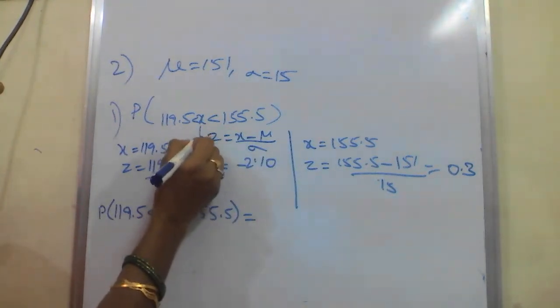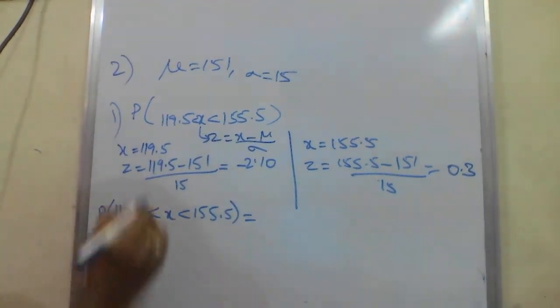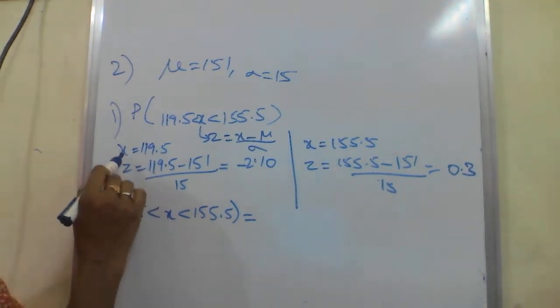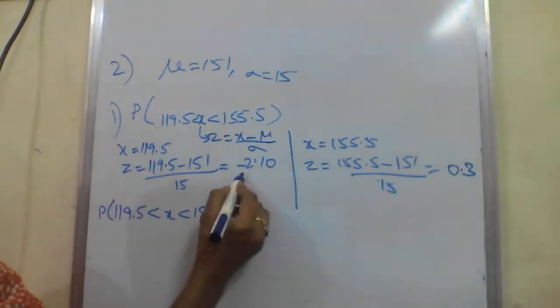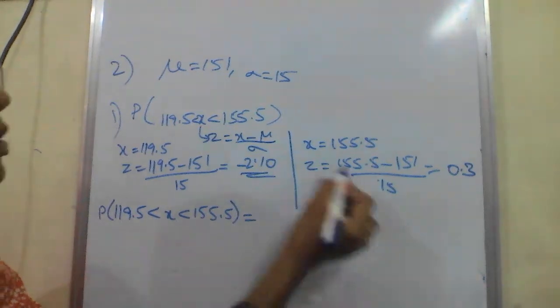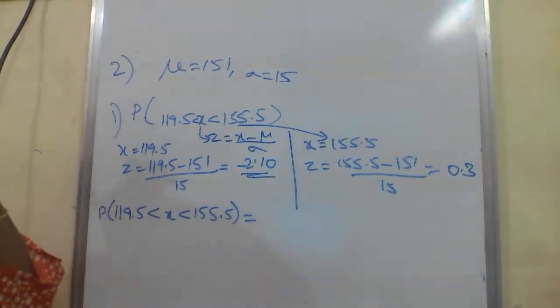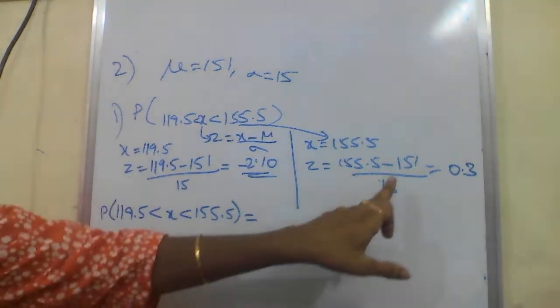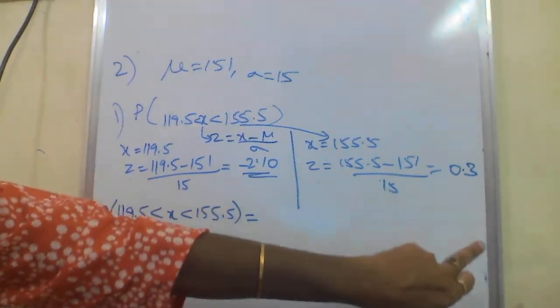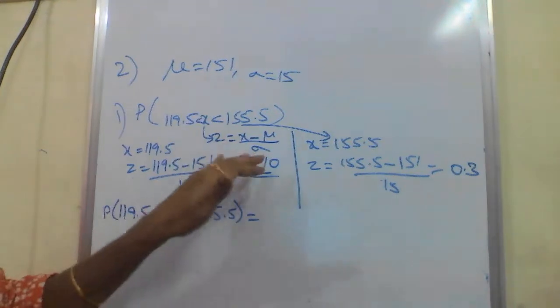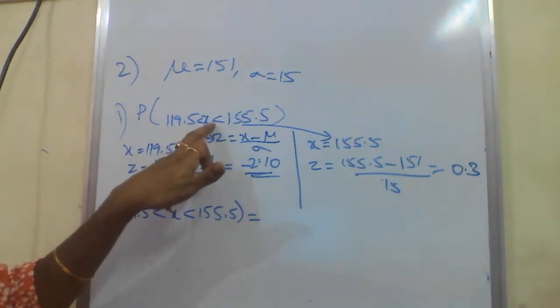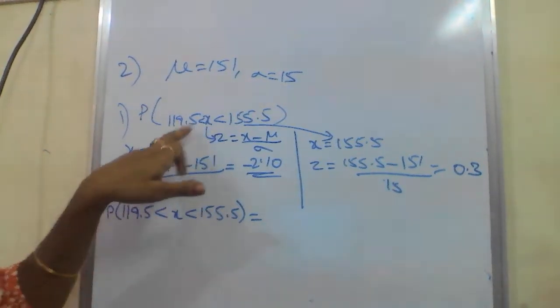Convert x in terms of z. So I have converted, that is, will convert x in terms of z. We got it as minus 2.10. And the other numeric value you have is 155.5. For that also, again, z equal to (x minus mu) by sigma comes to 0.3. So what we have done here is we have converted x in terms of z for both the values he has given you.